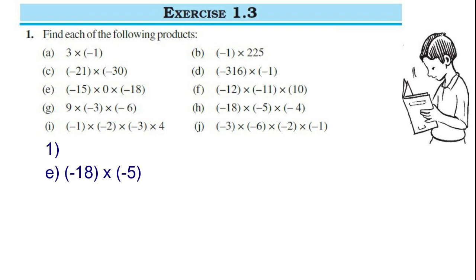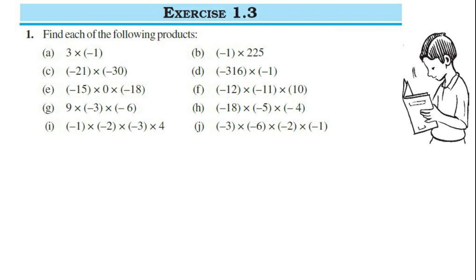Minus 18 into minus 5 into minus 4. So first we multiply minus 18 into minus 5. Minus into minus equal to plus and 18 into 5 equal to 90. So the answer equal to plus 90, and plus 90 multiplied by minus 4. So plus into minus equal to minus and 90 into 4 equal to 360. So the total answer equal to minus 360.